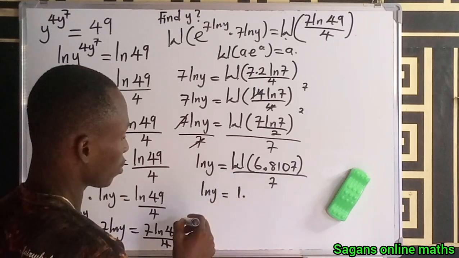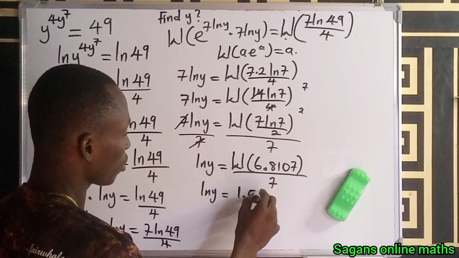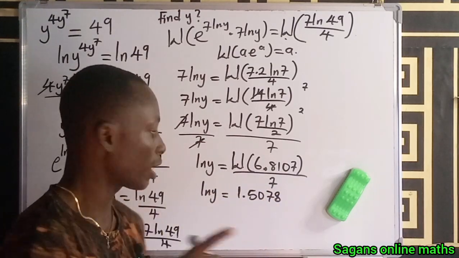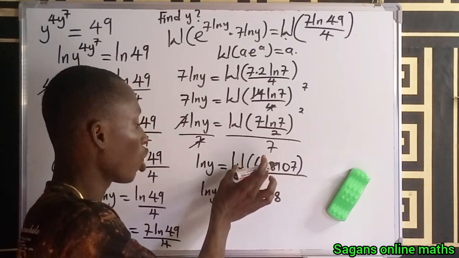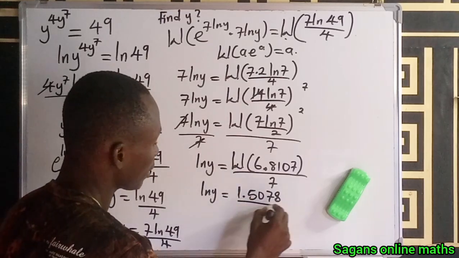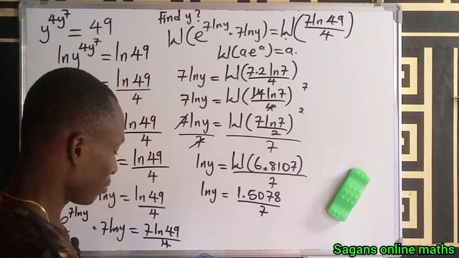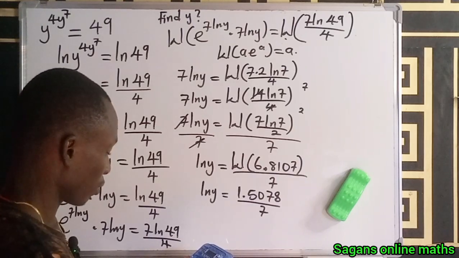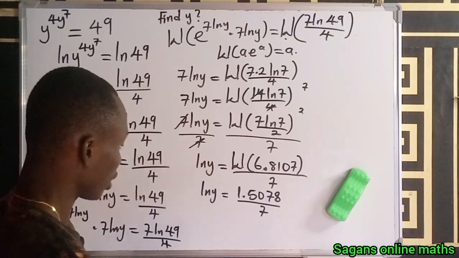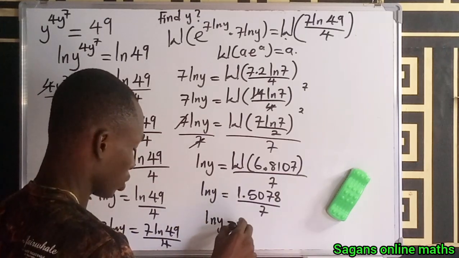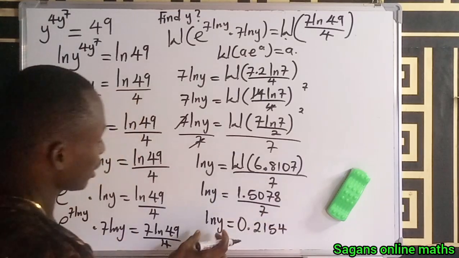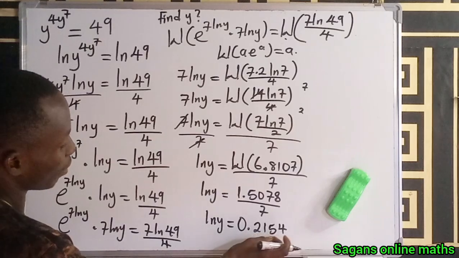1.5078. Remember, not all calculators have this operation. Always operate this operation from a site to have these values, right? Now divided by 7. So let me divide by 7. So that means 1.5078 divided by 7, so ln y equals 0.2154. So ln y equals 0.2154.